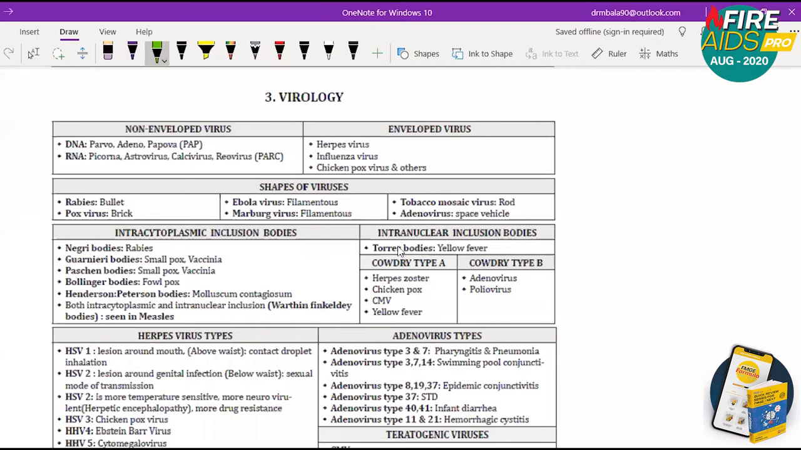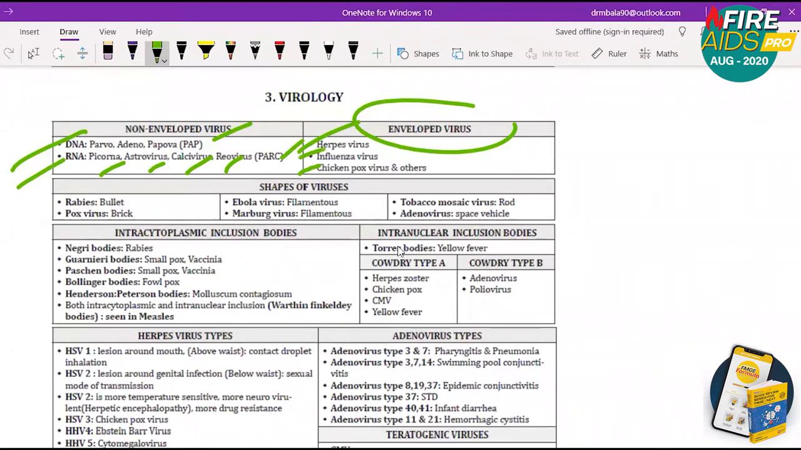virus can be either non-enveloped or enveloped. So in non-enveloped, you have DNA viruses and RNA viruses. The DNA viruses can be remembered with the mnemonic PAP: parvo, adeno, papova. RNA viruses with the mnemonic PARC: picorna, astro, calci, reovirus. Enveloped could be herpes, influenza, chickenpox virus, and others.